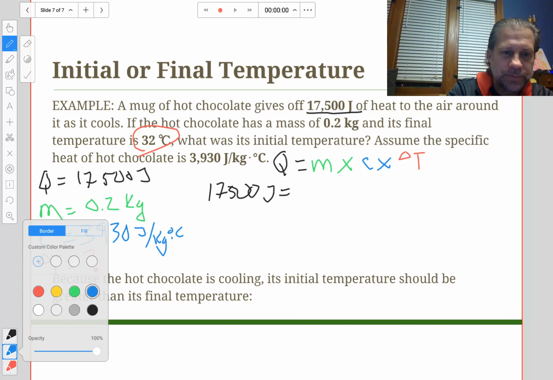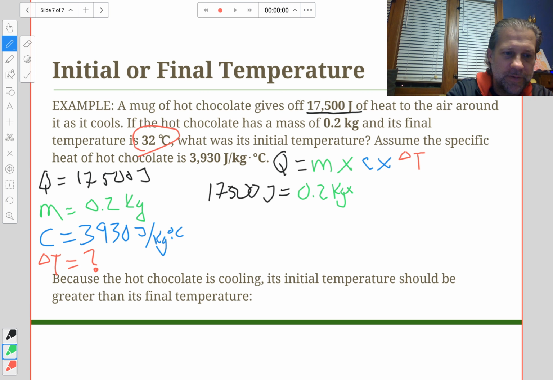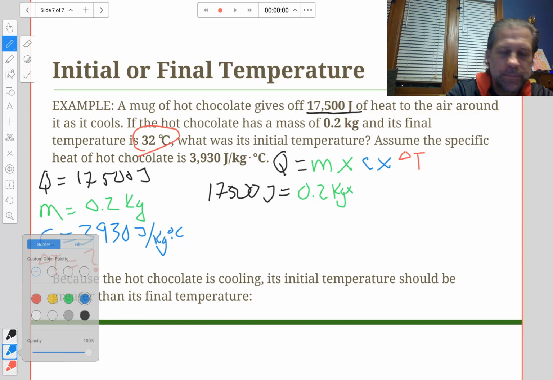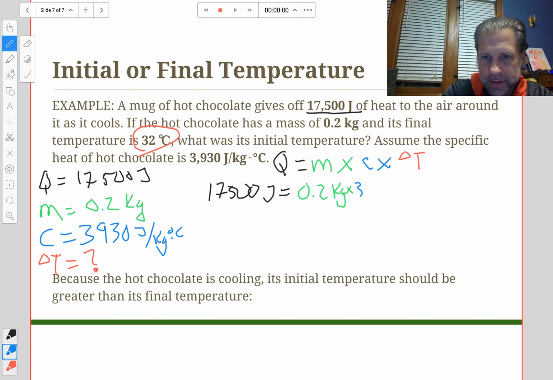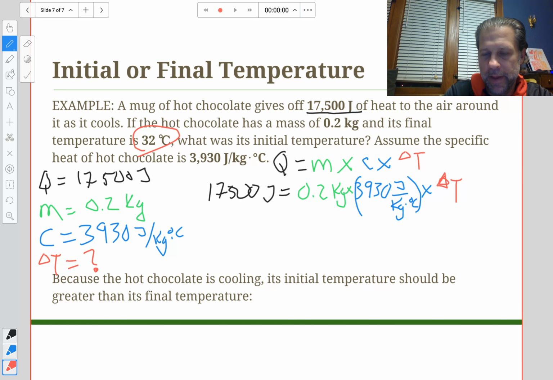I know that the mass is 0.2 kilograms. I know that the specific heat is 3,930 joules over kilograms degrees Celsius, and I know that we're solving for delta T.